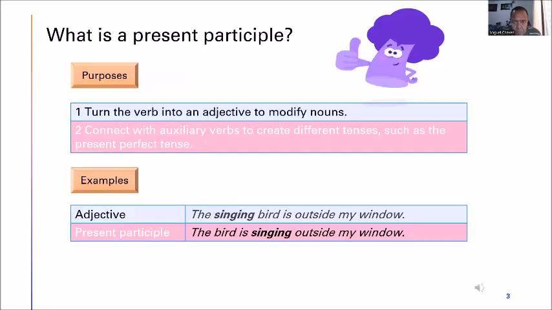Participles are a particular form of the verb that has two main purposes. 1. Turn the verb into an adjective to modify nouns. 2. Connect with auxiliary verbs to create different tenses, such as the present perfect tense. Here are examples of participles used as adjective and present participle. Adjective: the singing bird is outside my window. Present participle: the bird is singing outside my window.